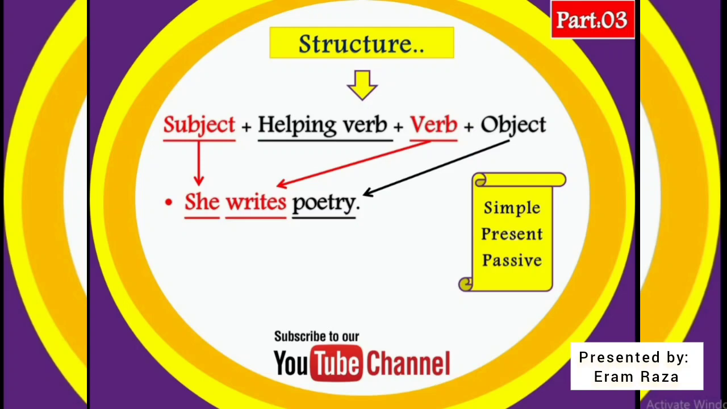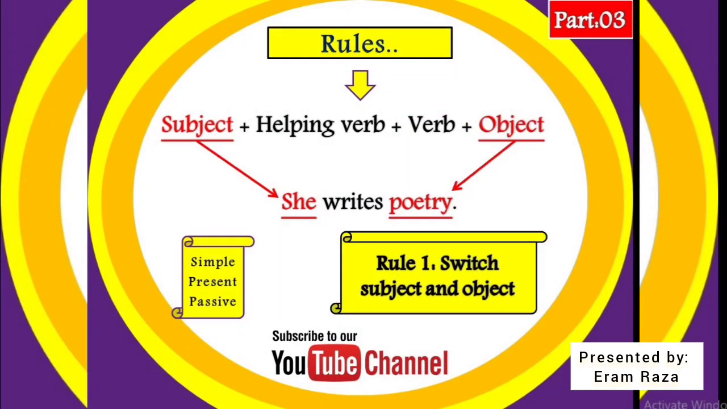Finally, it's time to apply the first rule of conversion of active voice into passive voice. The first rule is that we have to switch subject and object. Whatever the subject, we already identified and learned how to identify the subject in a sentence and what the object can be. In the given sentence we have she as the subject and poetry as the object. So at the very first, let's apply rule 1. You have to please memorize it.